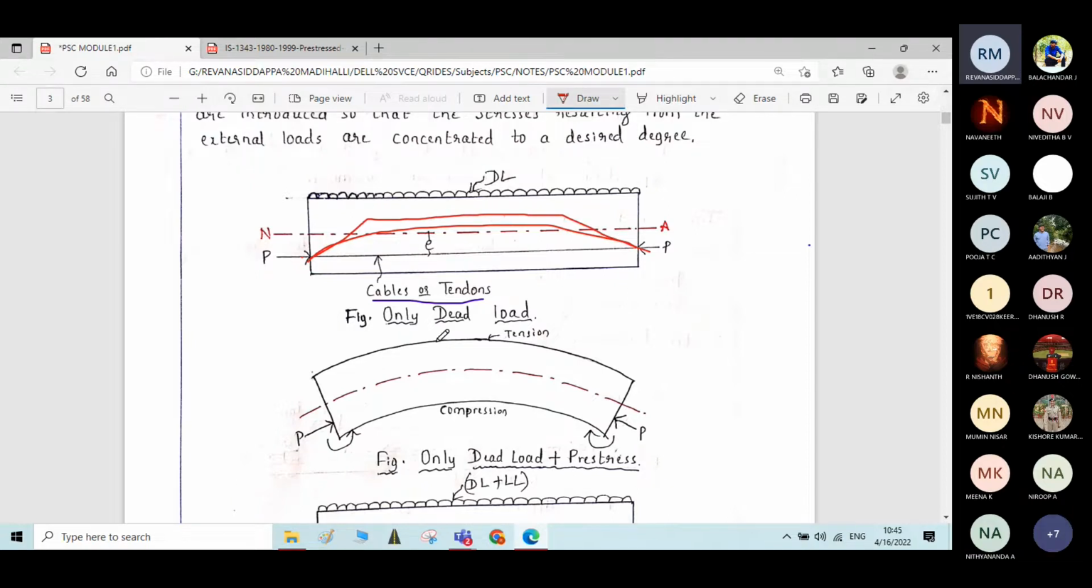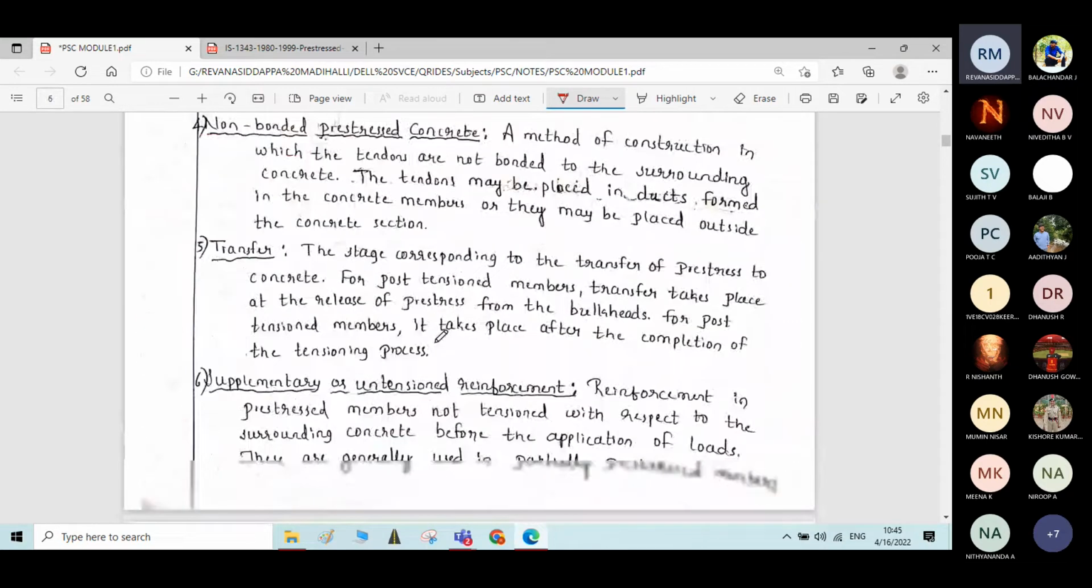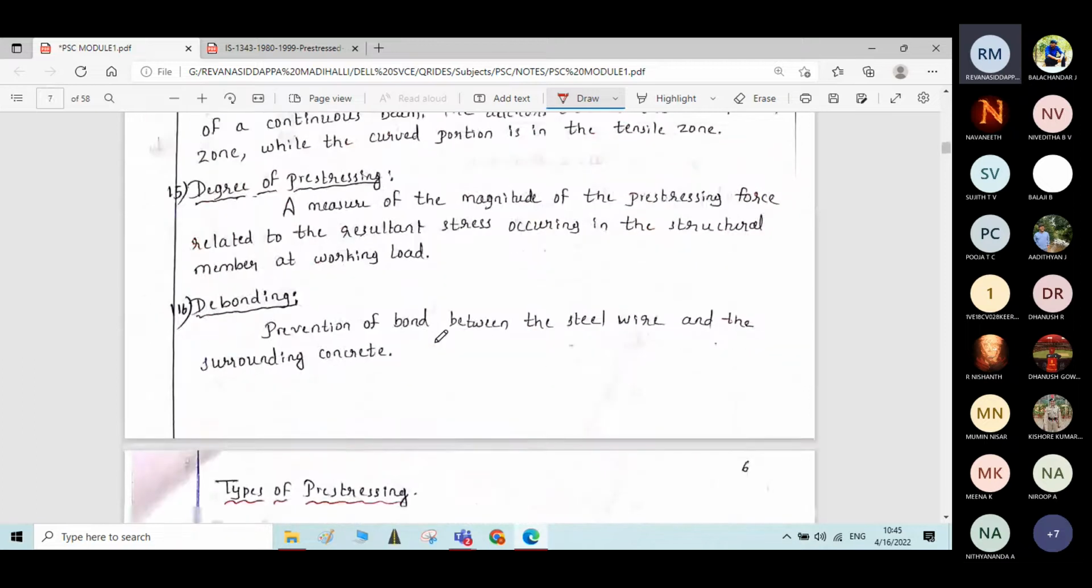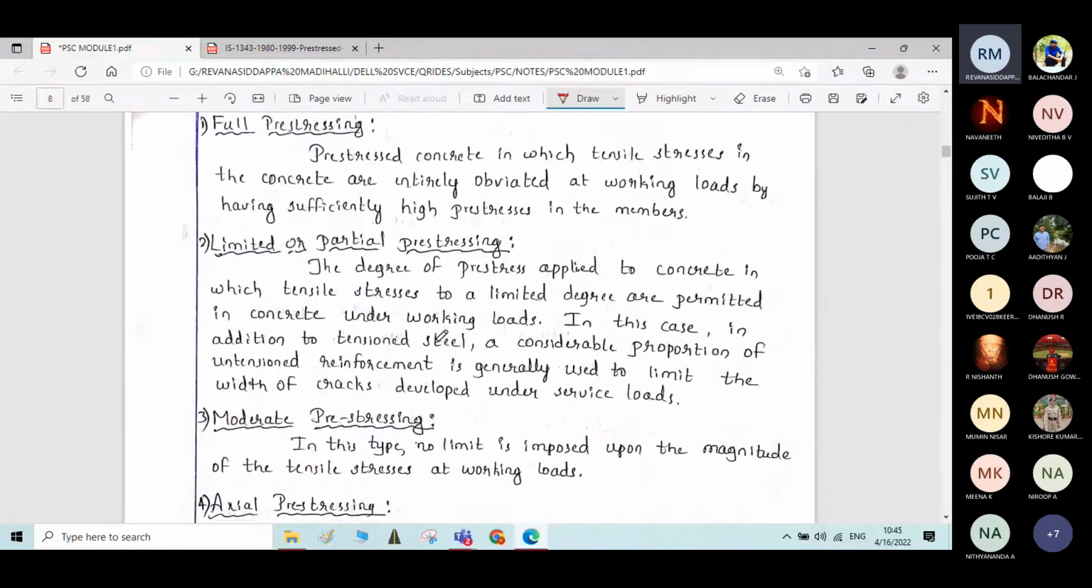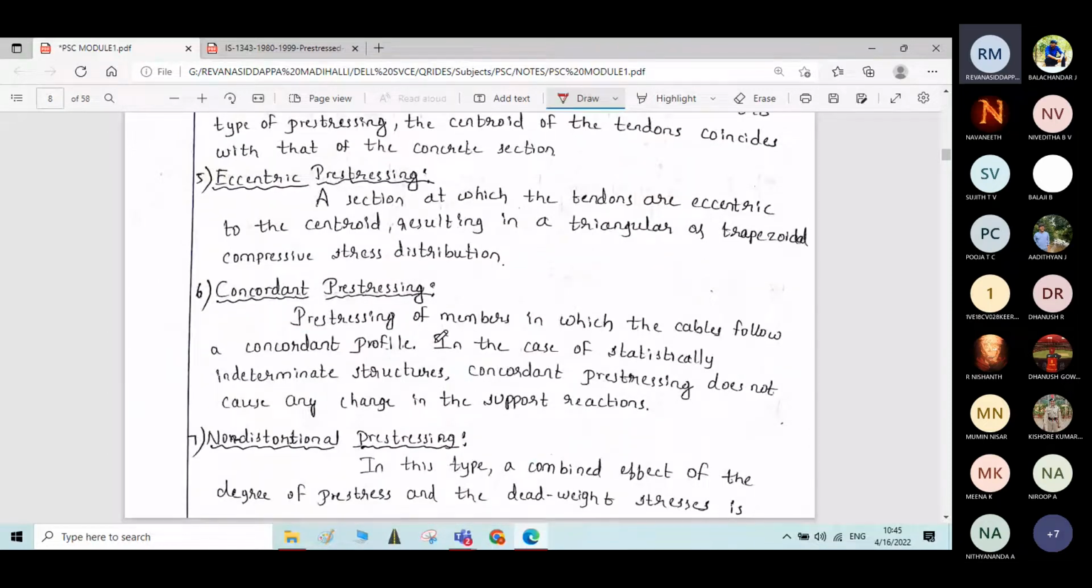Okay, so these profiled cables, what we call concordant prestressing. The prestressing is induced into the member through different cable profiles. It may be parabolic, or semicircular, or some other profile of the cable, through which the stresses are induced. Then that is called concordant prestressing.